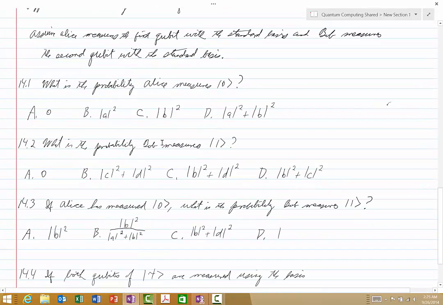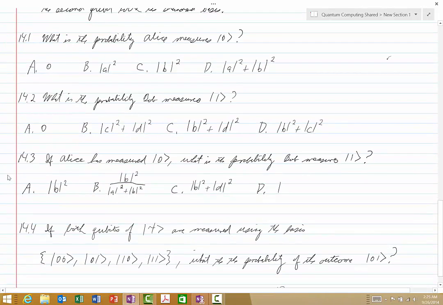14.2, what is the probability that Bob measures 1? And again, this is regardless of what Alice does. What is the total probability that Bob measures 1? Now in 14.3, we have a little bit different kind of question. If it is known that Alice has measured 0, what is the probability that Bob measures 1? Now, this is what some people would refer to as a conditional probability. What is the probability that Bob measures a 1 given that we already know that Alice has measured 0?